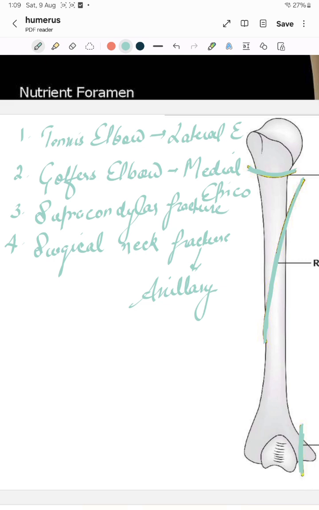So I hope I have covered all the aspects of humerus. There is a separate video on the anatomical position and the side determination of humerus, the link of which I will give in the comments.